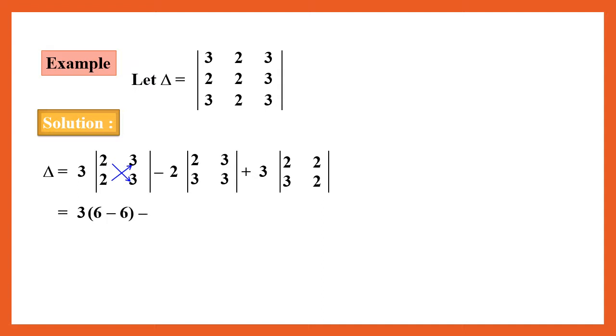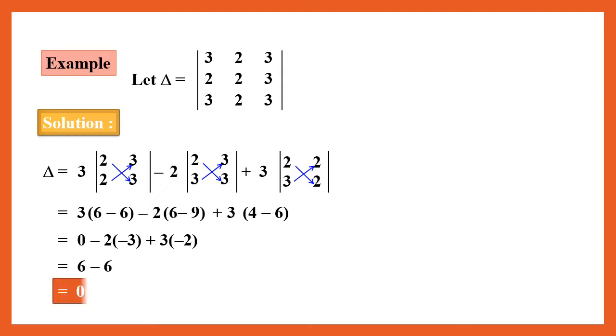On simplifying, we get 3 into (6 minus 6) minus 2 into (6 minus 9) plus 3 into (4 minus 6). So on simplifying, 6 minus 6 is 0, so 0 into 3 will be 0. Next, minus 2 into minus 3 plus 3 into minus 2. So 6 minus 6 is equal to 0. So we can see when we expand the determinant along R1, we are getting the value of delta as 0.